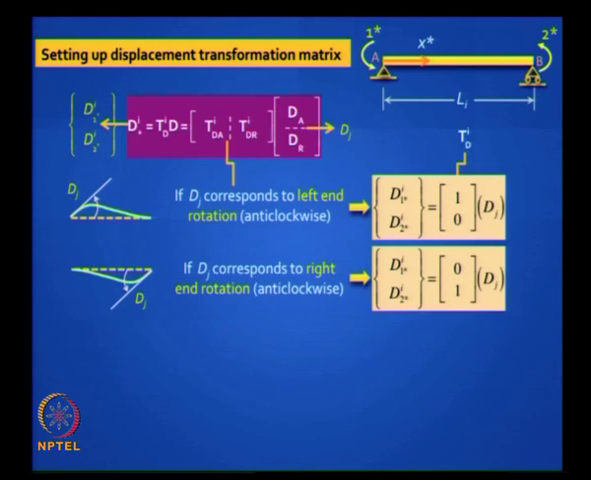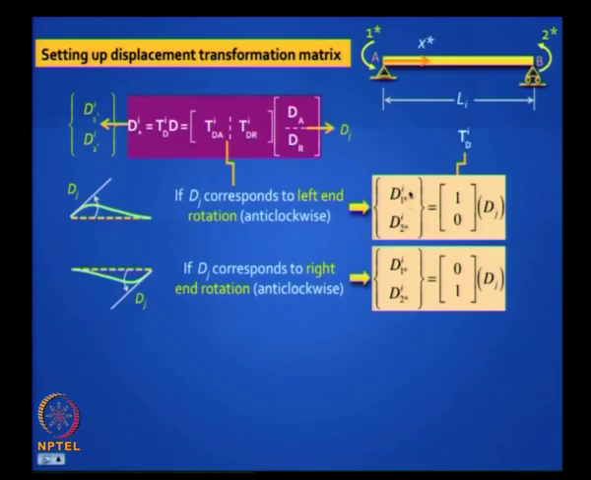2 possibilities are shown here and they are pretty easy. Let us say in your continuous beam structure you had a rotation dj anti-clockwise, it will either go to the left or it will go to the right. So do you agree? If dj corresponds to the left end rotation, obviously d1 star will be 1 times dj and d2 star will be 0. If dj corresponds to the right side of your element anti-clockwise, then it will be 0, 1. Is it clear? This is straightforward, there is nothing special about this.